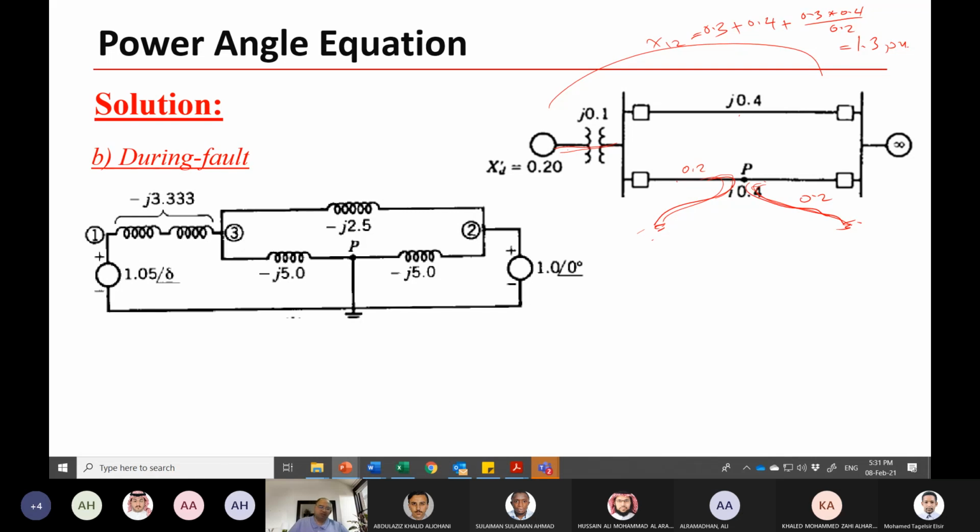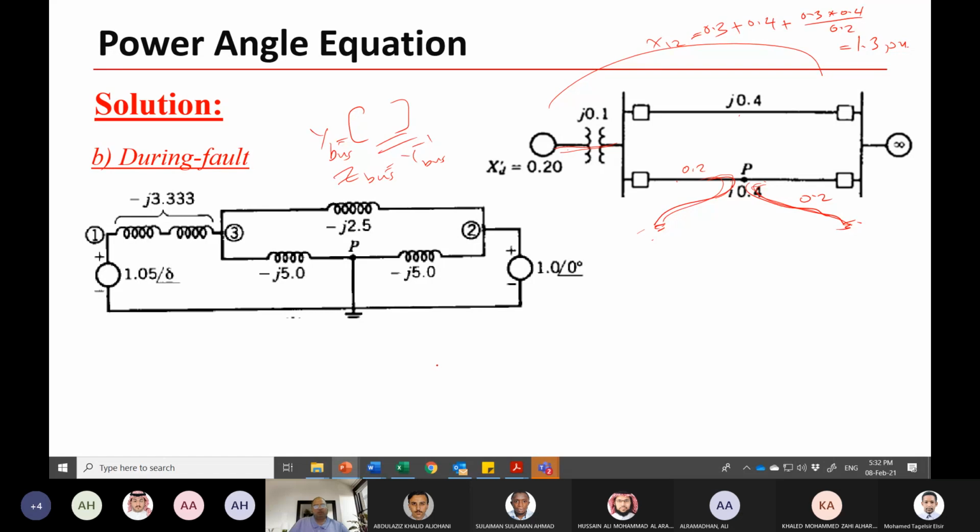In a systematic way, you can do the following. You can convert all these impedances to admittances, and then you form the Y bus matrix, which can be done easily like a load flow. You can have this Y bus matrix, and then you can convert it to Z bus matrix, which is Y bus inverse.